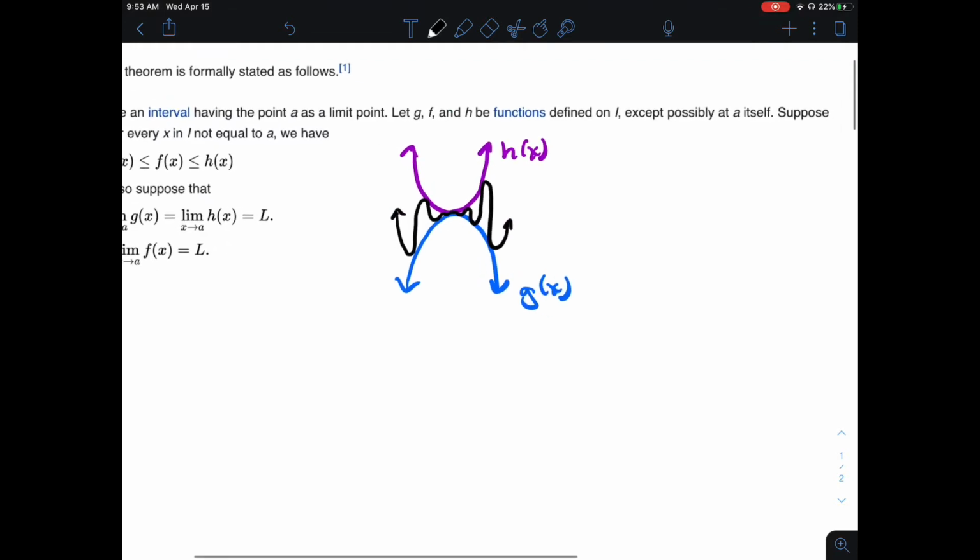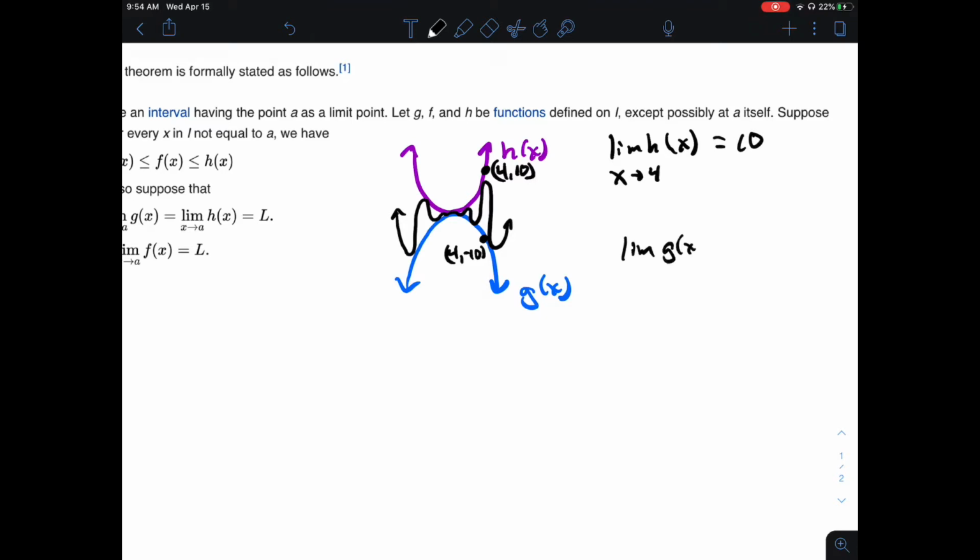Now, with that being said, if I were to choose, let's say, what's the limit of h of x as x approaches, let's say, the number 4. And let's say that 4 on this graph correlates to 10, and 4 on this lower graph correlates to negative 10. So let's say that if we evaluate this limit we get 10, and then we evaluate the limit of this lower curve at 4 and we get negative 10.